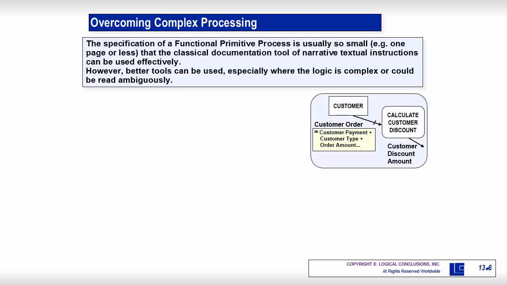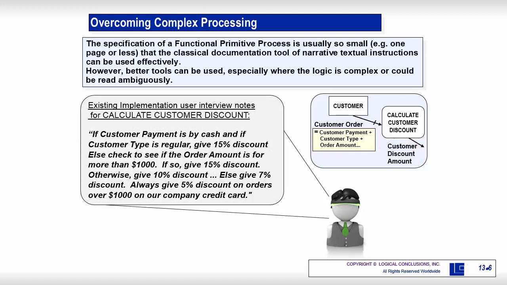Suppose we had a process on our process model, shown in the example on the upper right of this slide, that calculated a customer discount. It uses as input a customer order consisting of at least 3 data elements: the customer payment, the customer type, and order amount, and produces a customer discount amount. In talking with a current business user or member of staff in the organization, we may get the interview notes for the process calculate customer discounts shown on the left. If customer payment is by cash, and if customer type is regular, give 15% discount.